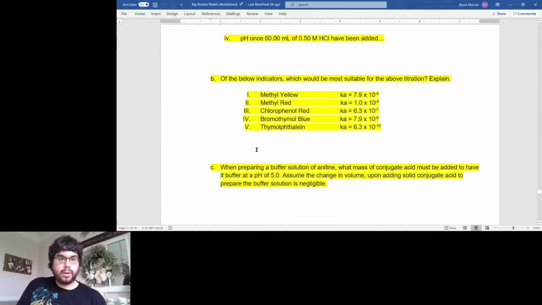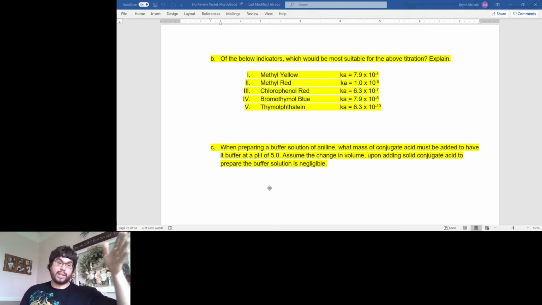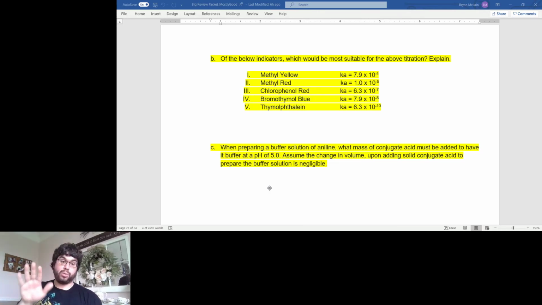Pull it up here. Of the below indicators, which would be the most suitable for the above titration? Explain. So remember that for any solution, the indicator that we want to use is going to have a pKa close to the pH at which equivalence occurs, so that when we switch from one side of the curve to the other side of the curve, the indicator is going to change colors close to that pH equivalence point. So we need to figure out which of these compounds has a pKa close to 2.55, the equivalence point.